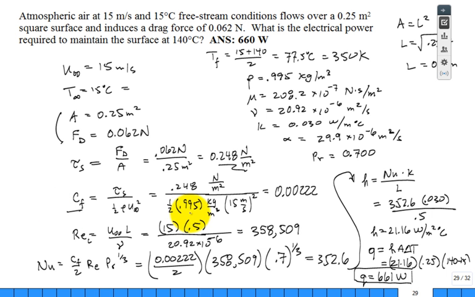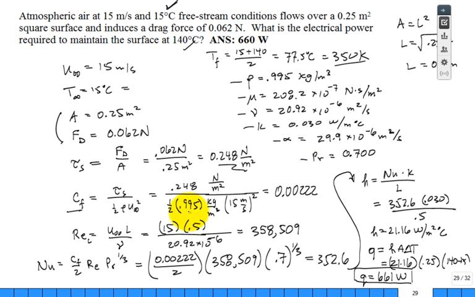You need to get the density. You figure out the average fluid or the film temperature for your property evaluation. You would just say, well, look, the fluid is at 15 and the surface is at 140. Add them together, divide by 2. It's around 77 degrees C, 350 Kelvin. The properties are temperature dependent, so you need a film temperature for that. You get your density, viscosity, thermal conductivity, diffusivity, Prandtl number, all out of that table. What was it, A4? For air, 1 atm.